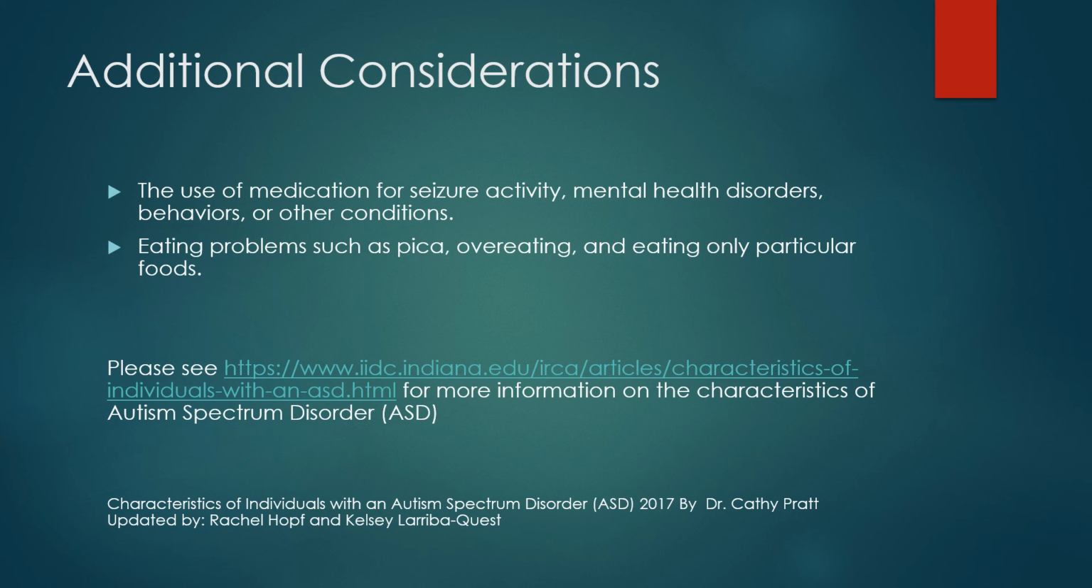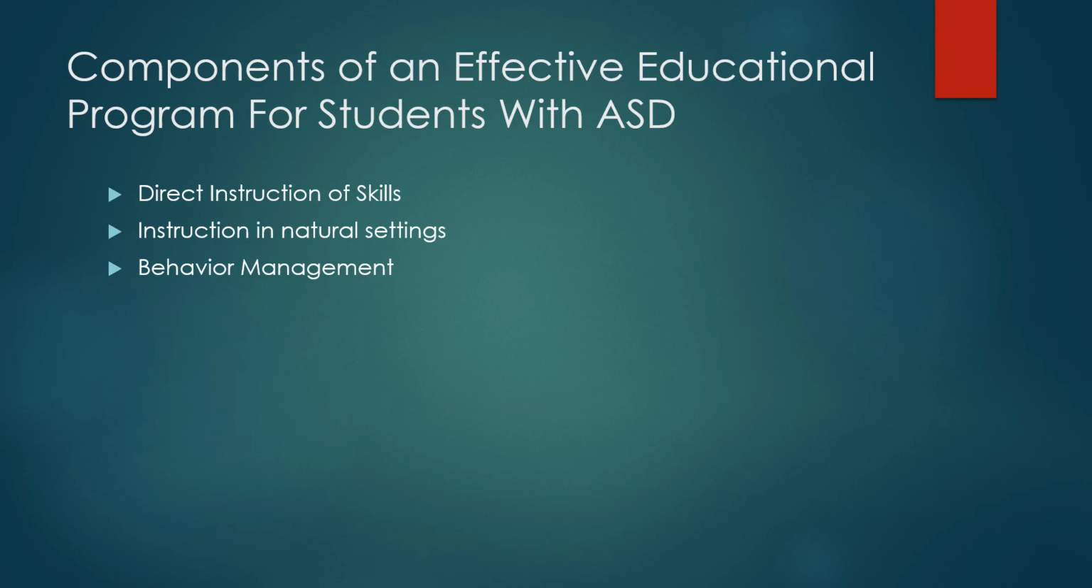Additional considerations. The use of medication for seizure activity, mental health disorders, behaviors, or other conditions. Eating problems such as pica, overeating, and eating only particular foods. Components of an effective educational program for students with autism spectrum disorder: direct instruction of skills, instruction in natural settings, and behavior management.